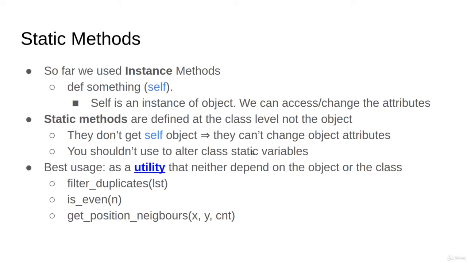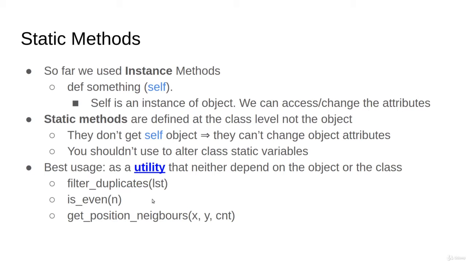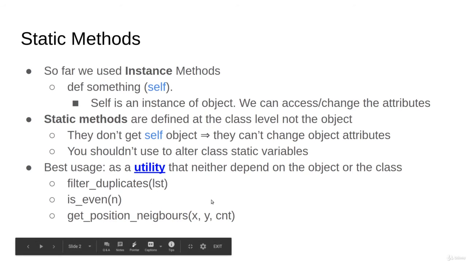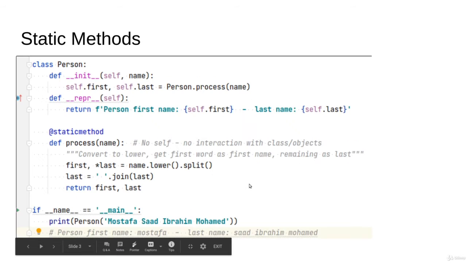Let's give some examples. If you have some function that filters the duplicates for you in a list, as you see, all you need is only the list and just do some changes inside it. A function like is_even, checking if a number is even or not, has nothing to do with the static variables or the object attributes. Get positions neighbor. They are all actually general functions, but sometimes they are very relevant to the class, so you would like to put them inside the class to not scatter the global scope with more names.